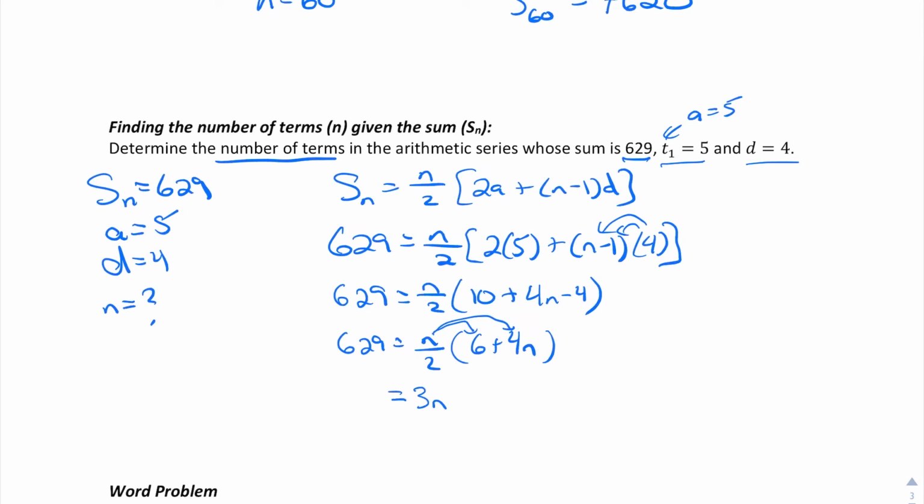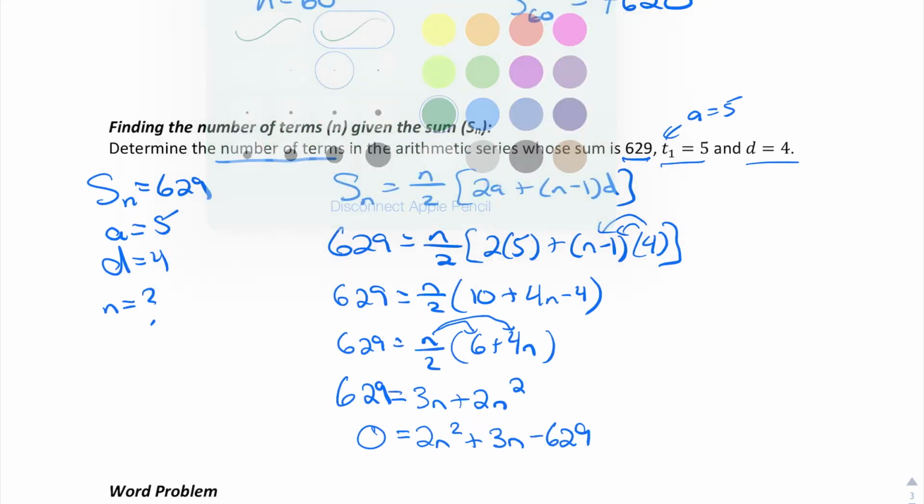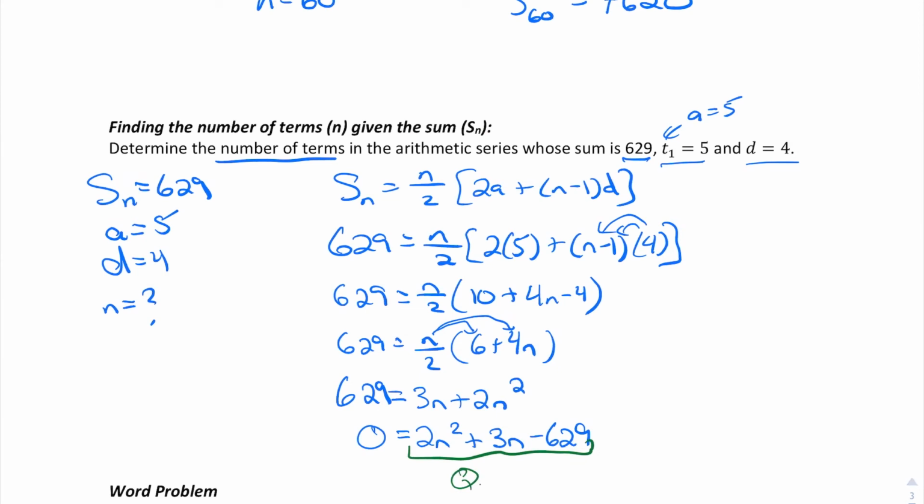And so what I can do is distribute this n over 2 in. So 6 times n over 2 is basically dividing the 6 by 2, so I get 3n. And then the next term, I'm dividing the 4 by 2, so that's going to be 2, but I've got n times n, so that's 2n squared. So now we have an equation that has an n squared. I'm going to move the 629 over, and I'll rearrange it so that it's in standard form. And what we have here is everyone's favorite, which is a quadratic.